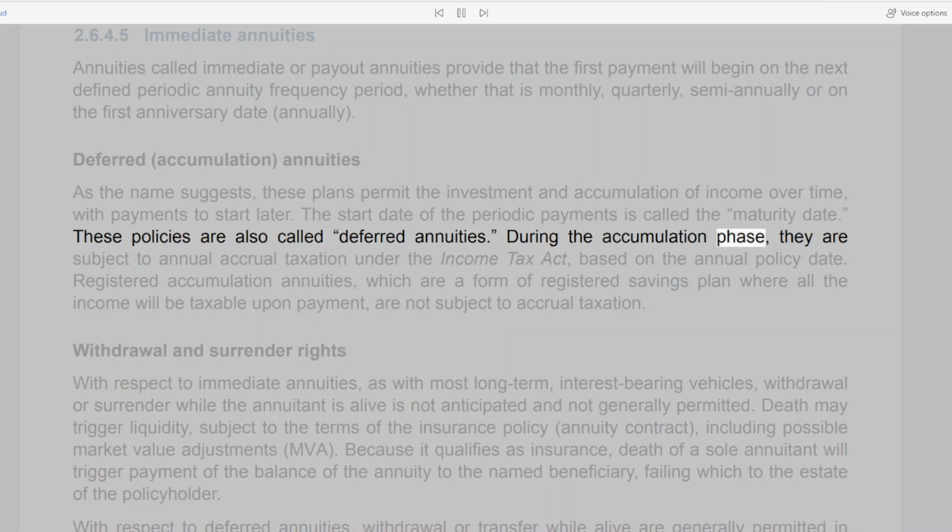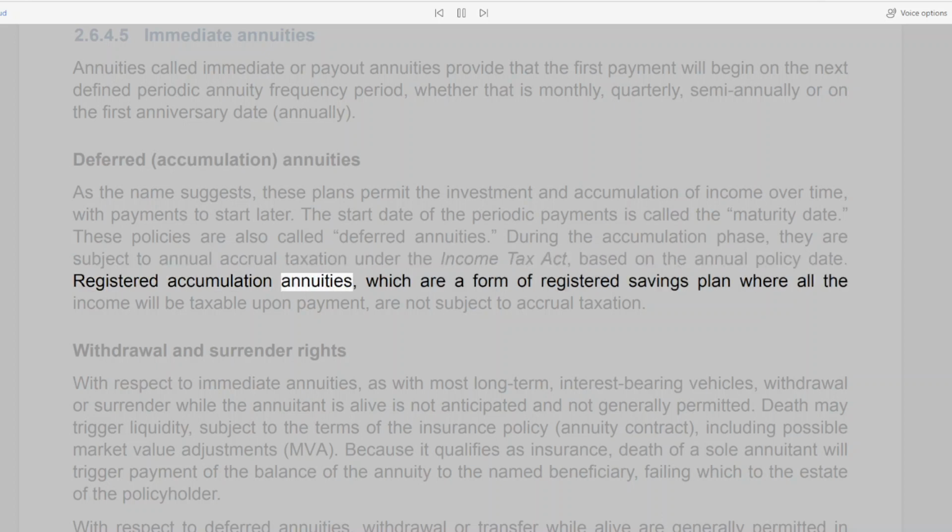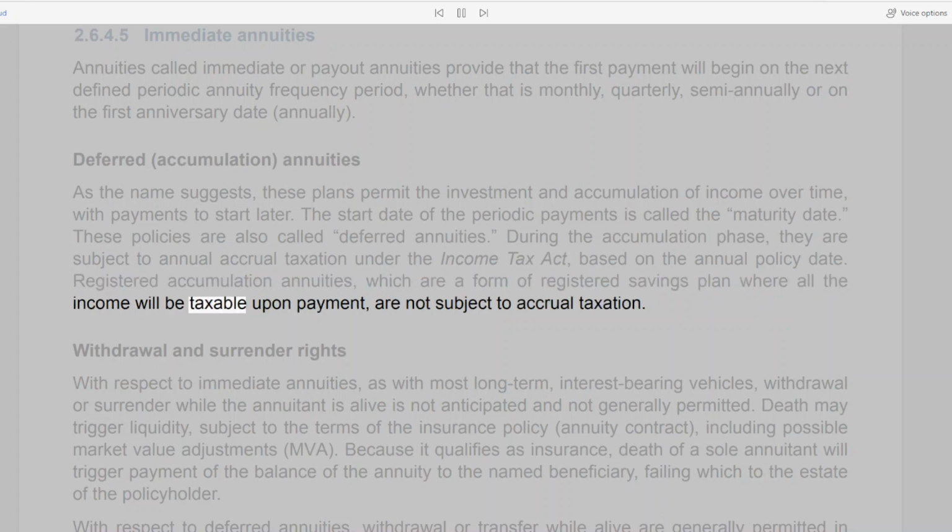During the accumulation phase, they are subject to annual accrual taxation under the Income Tax Act, based on the annual policy date. Registered accumulation annuities, which are a form of registered savings plan where all the income will be taxable upon payment, are not subject to accrual taxation.